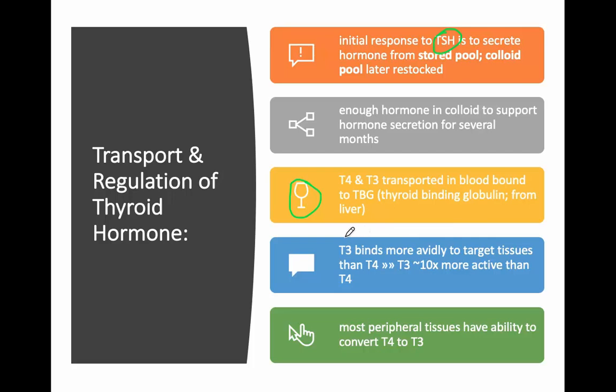And then we have our T3 going to our target tissues. It binds a little bit better once it gets to the target tissues. That's why our T4 can be converted into our T3. And then at the peripheral tissues, they can easily convert them and use them as they are required.